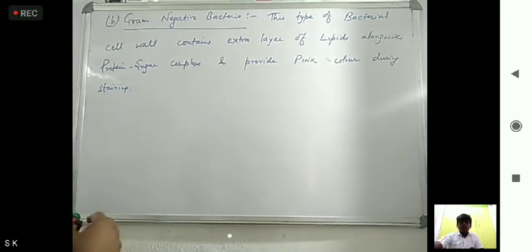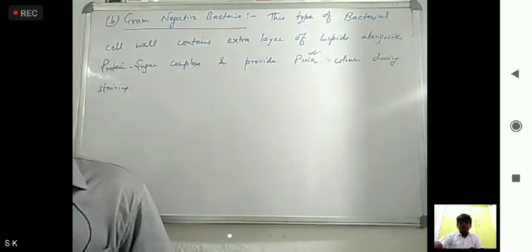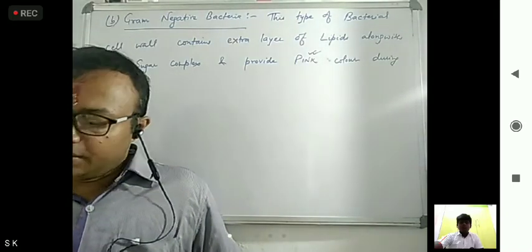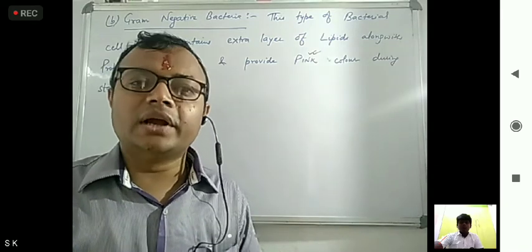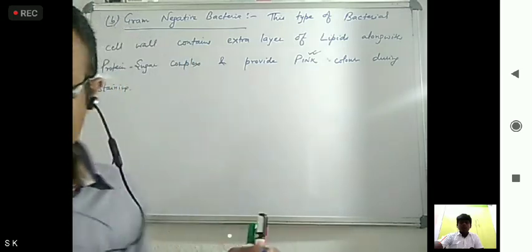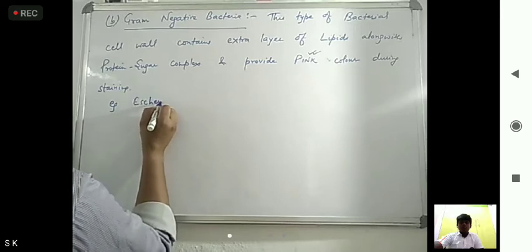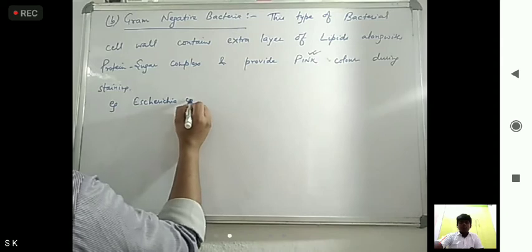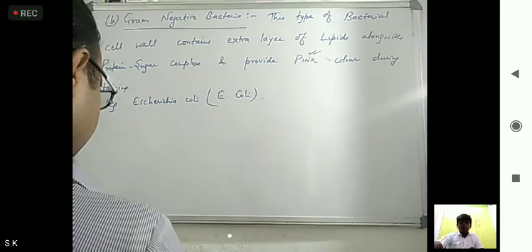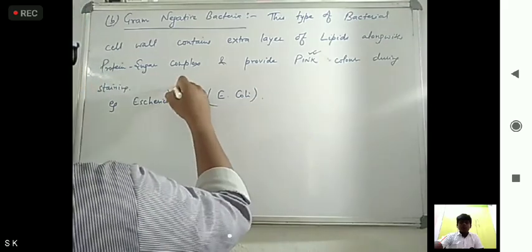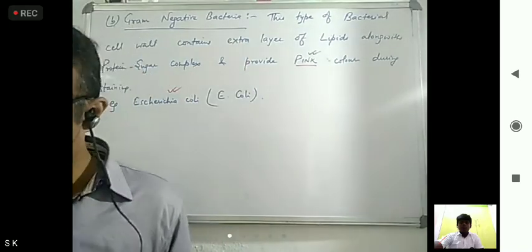Okay, so gram positive gives purple color, and gram negative, which color are they giving? Pink color they are providing. Okay, now for example we can say E. coli, Escherichia coli, or short form E. coli. So this gram negative bacteria is giving which color? Pink color, and gram positive they are giving purple color.